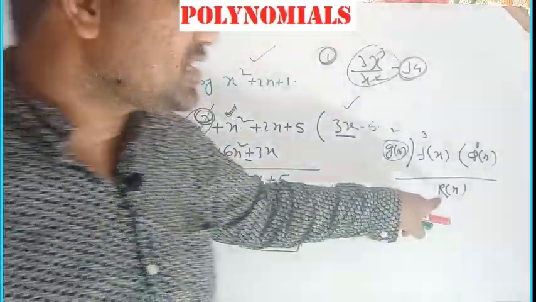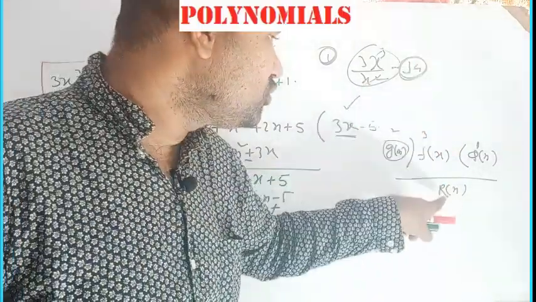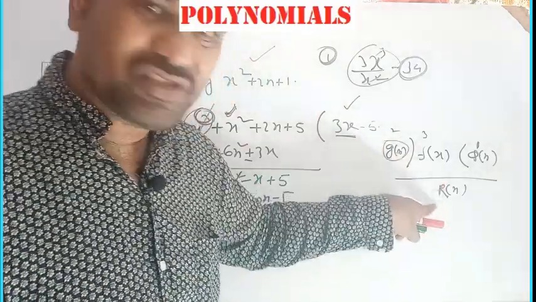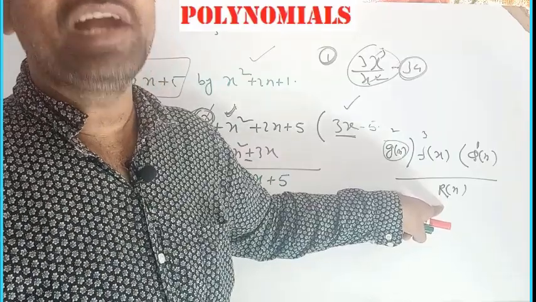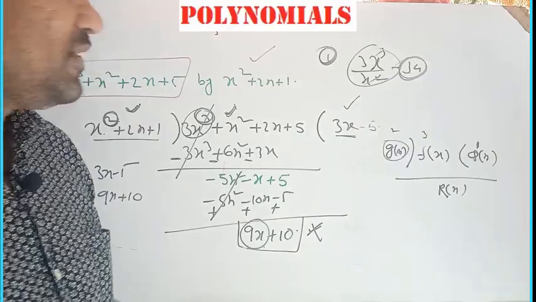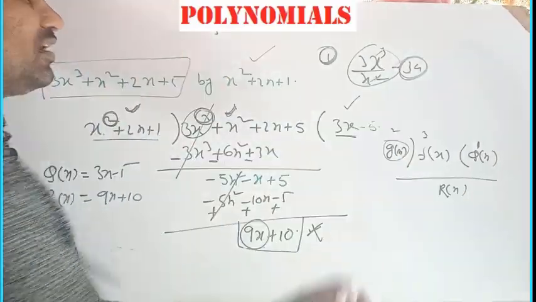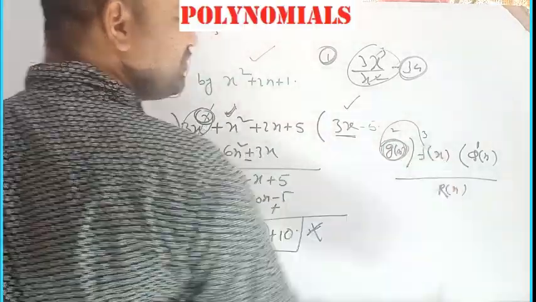When you call this a remainder, it should also be a polynomial and its degree should be less than this, which is second degree. It may be first degree, it may be 0 degree, or it may be a polynomial whose degree is undetermined, meaning it may be totally 0. Okay, so this is very important. The division algorithm says that the degree of the divisor should be lesser than or equal to the degree of the dividend.